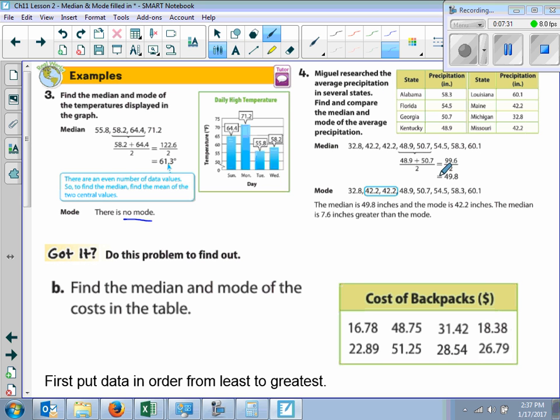For example 4, we have an even number of data items. So once again, we add the 2 middle numbers after we put them in order from least to greatest, divide by 2, and that gives us 49.8 inches of precipitation. Then we look to see if we have any repeats, and there we have our mode. So the median is 49.8 inches and the mode is 42.2 inches. The median is 7.6 inches greater than the mode.